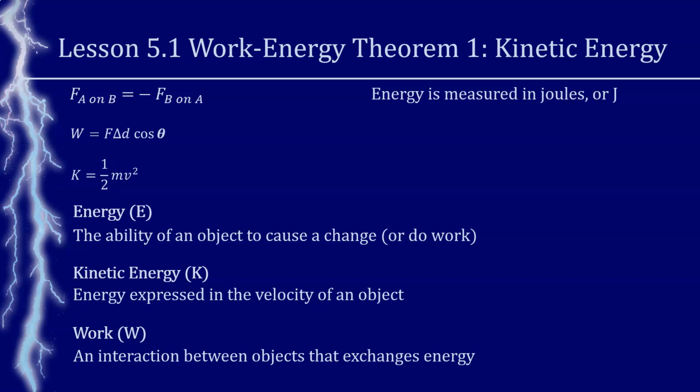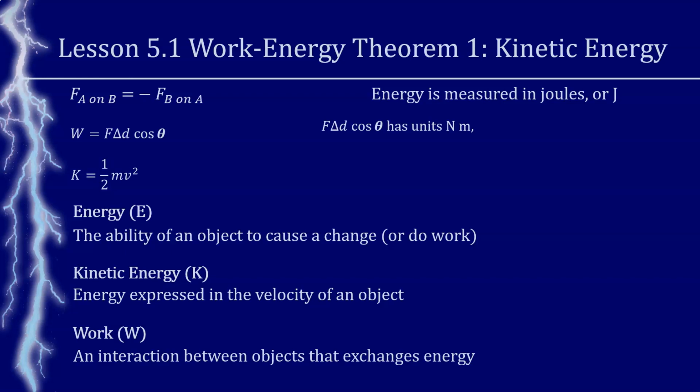And what is a joule? Well, let's just take a look at our equations for energy and for work. Our work equation is force times distance times the cosine of theta. Force has units of newtons. Distance is standard units of meters. And cosine of theta doesn't have any units. It's just a ratio. So I have newtons times meters.